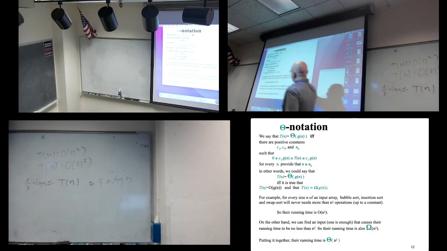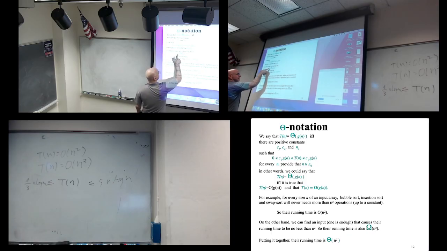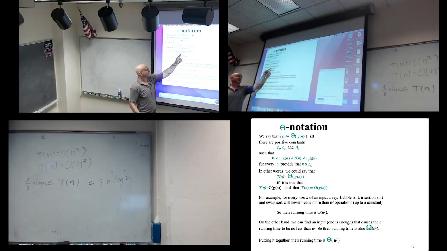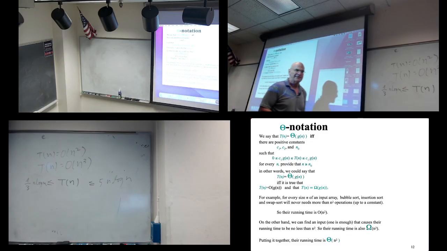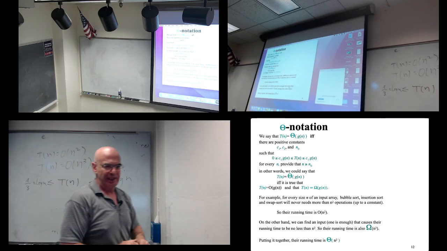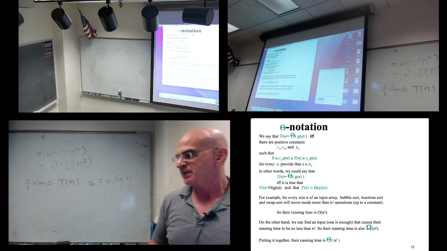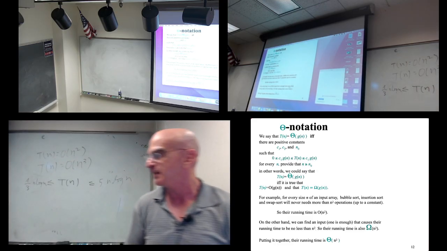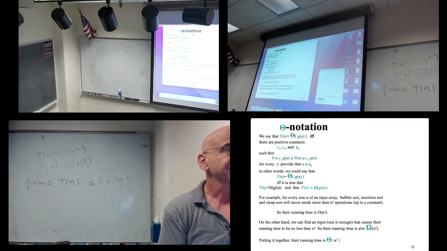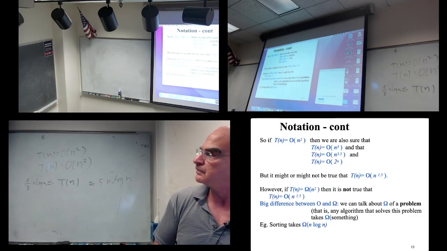Theta just means to say that T of n is theta of g of n, just means T of n is order of n squared, and also T of n is omega of n squared. It is n squared is the correct answer. Up to me playing with constants, the running time is not less than n squared, not more than n squared. Tight bounds. Okay.